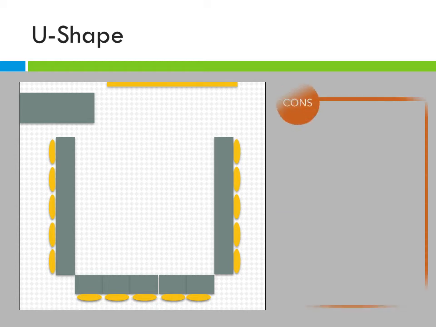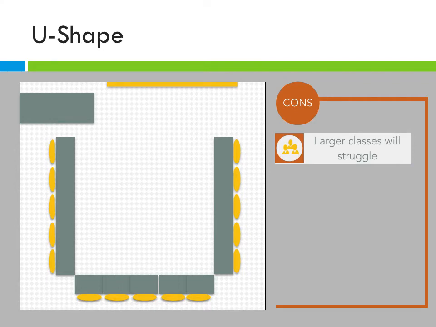Now, the downside to having a U-shaped setup in your classroom is that it is not suited for large classrooms, as we mentioned before, as space is not used very well. There's a lot of wasted space. This layout is suited for whole class discussions, so it does not support small group work.